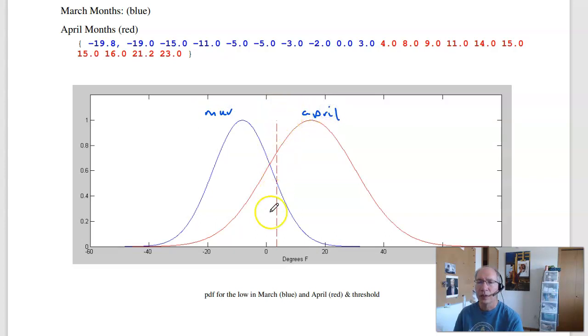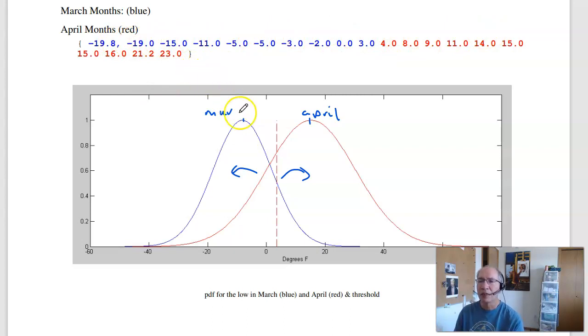What I'll do is I'll pick a number. In this case, I took the average, or the midpoint between the means. Call that my threshold. Anything to the right, I call April. Anything to the left, I call March. And in that case, if my threshold is 3.5, all these I call March, all these I call April.